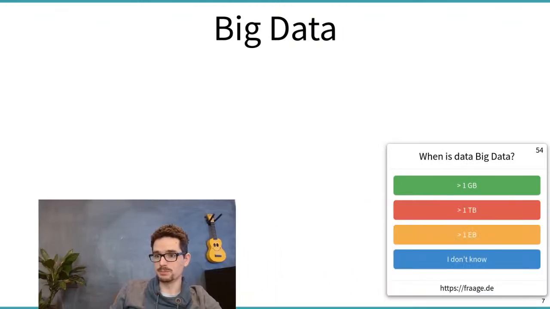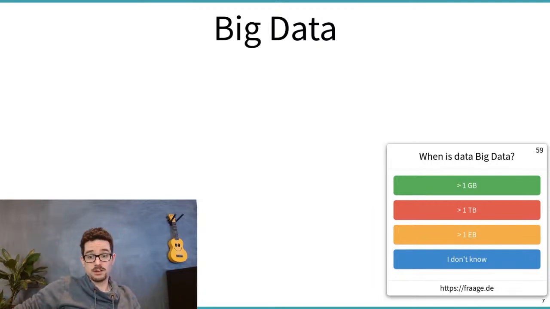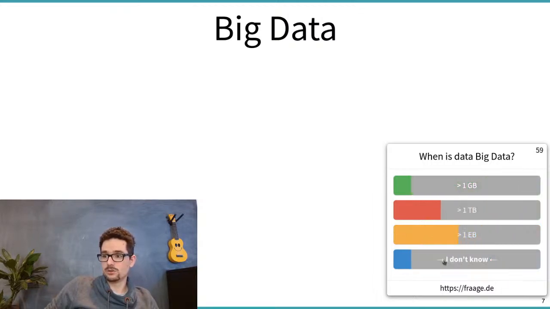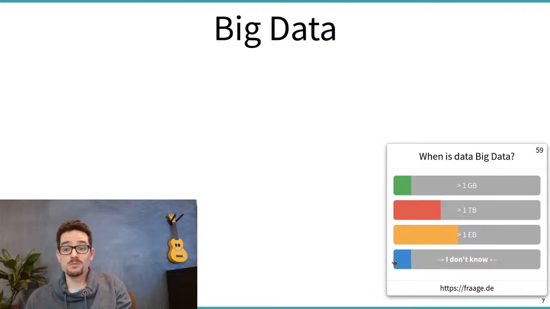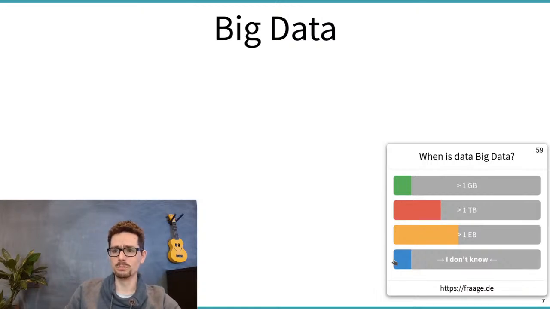And that's often what people ask: when is data big data? Is 1 terabyte big data? Is 1 gigabyte big data? I say, I don't know. Blue is the right answer because it depends. Sometimes 1 megabyte is already big data. A good definition for big data is: too big. So what does too big mean? 1 exabyte of data can be very small data.